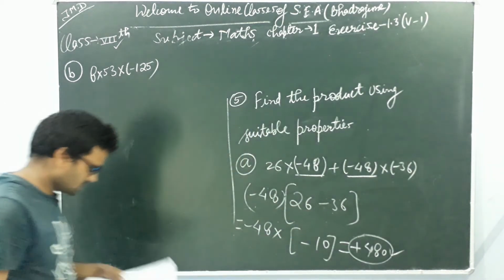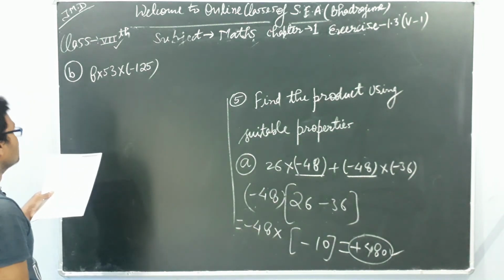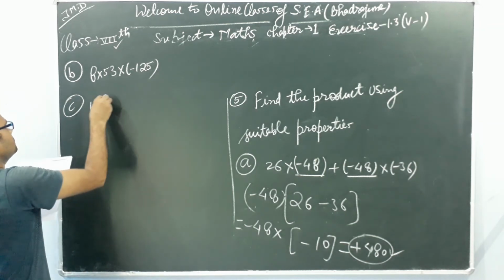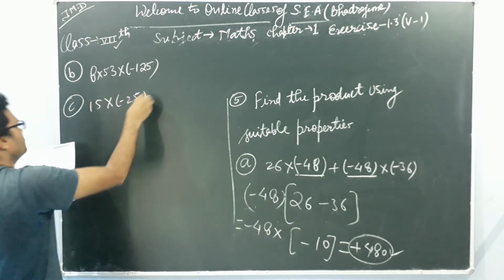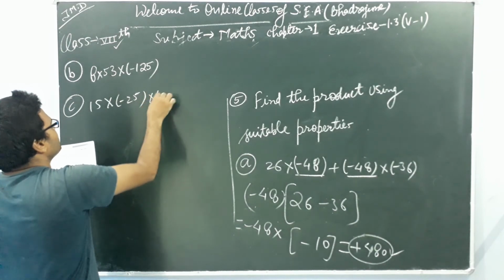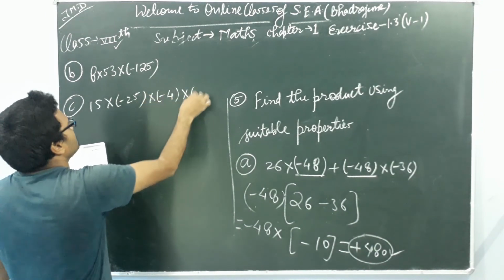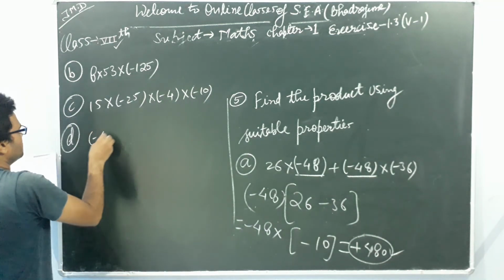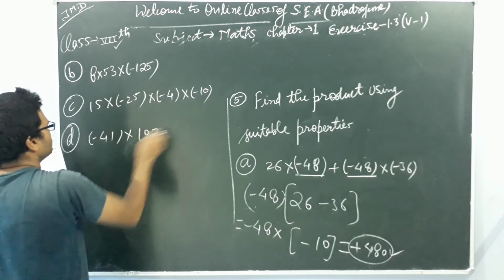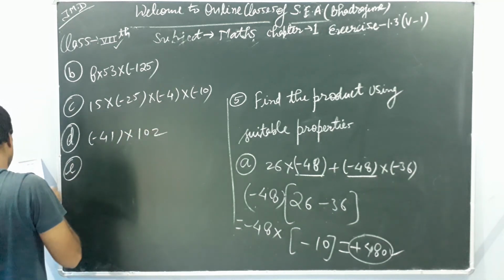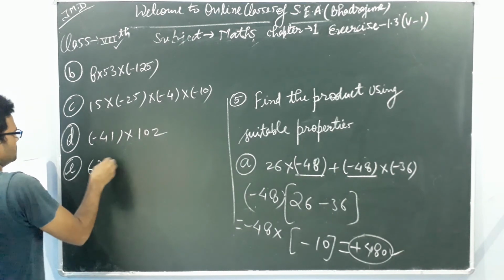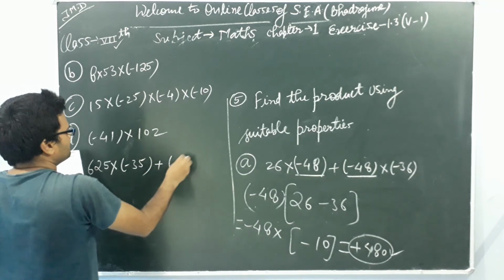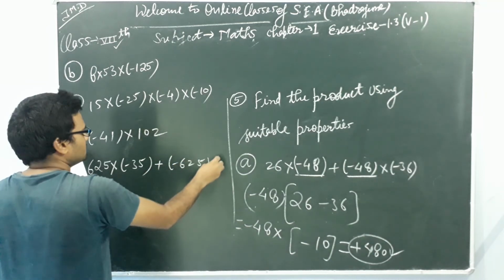Now I am going to give you some homework, see that. Part B is this one. Part C is 15 multiplied with minus 25 further multiplied with minus 4 and after that minus 10. In our part D, minus 41 multiplied with 102, and part E is 625 multiplied with minus 35 plus minus 625 multiplied with 65.